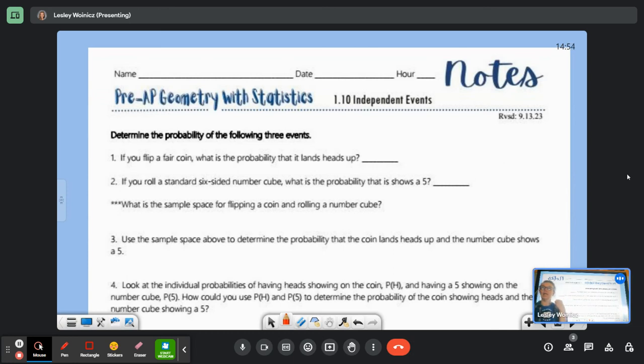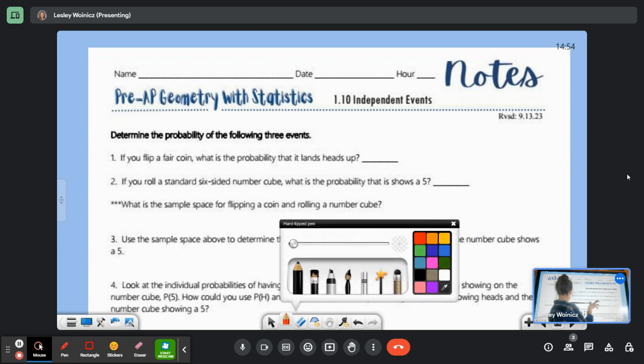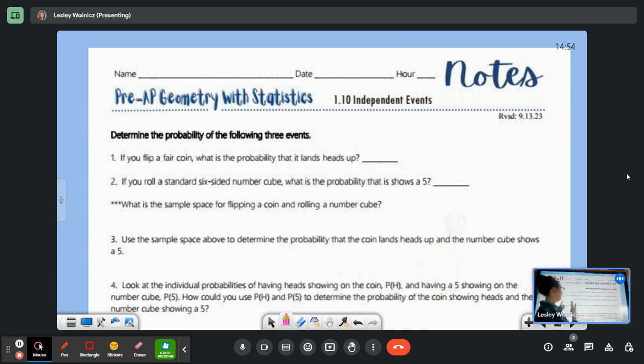Events and how to find out whether or not events are independent.